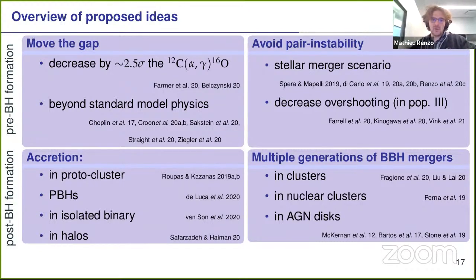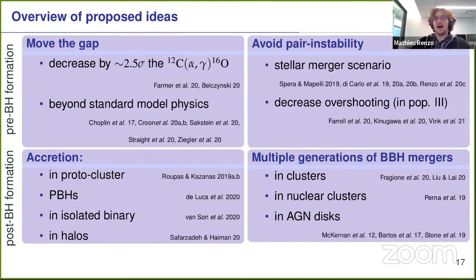This generally requires an environment for these mergers that is good at retaining the black holes. This effectively means an environment with a high escape velocity, because when two black holes merge, they get a recoil that can get them out of their environment. And so nuclear clusters and AGN disks are typically the ones that have been considered the most.